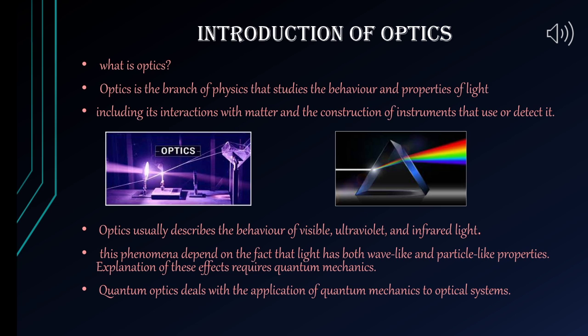Now coming to optics. What is meant by optics? Optics is a branch of physics that studies the behavior and properties of light. Here, optics usually describes the behavior of visible, UV, and infrared light. And this phenomenon depends on the fact that light has both wave-like and particle-like properties. Explanation of these effects requires quantum mechanics, and quantum optics deals with the application of quantum mechanics to optical systems.